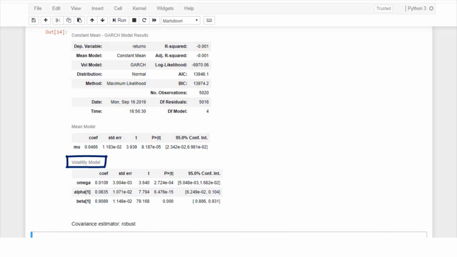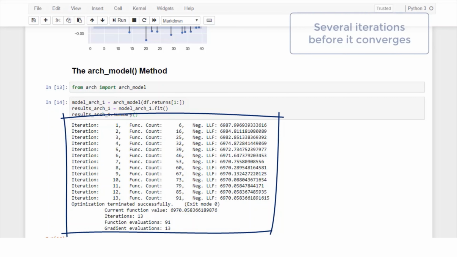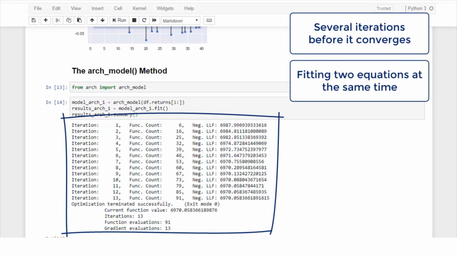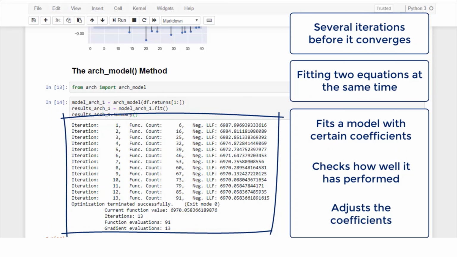Okay, now let's go back and examine the iteration output. Since this model has so many moving parts, it takes several iterations before it converges. This, of course, is due to fitting 2 equations at the same time. But how does it work? It fits a model with certain coefficients, then checks how well it has performed. Afterwards, it adjusts the coefficients before making a secondary check, and so on.